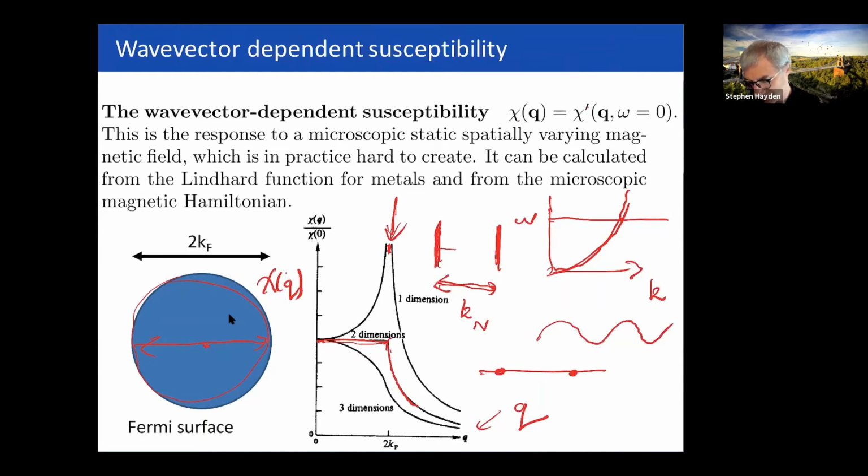If one wants to measure this wave vector dependent susceptibility, one basically has to do a scattering probe, which I'll talk about later in the course.